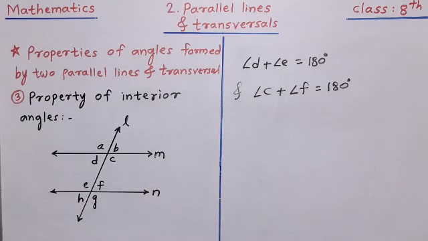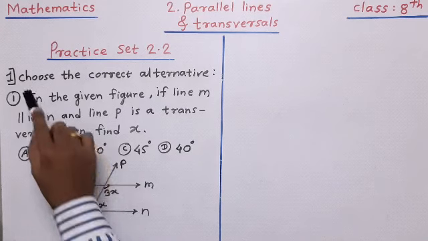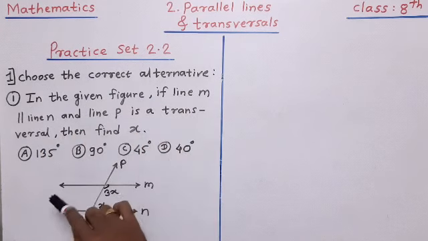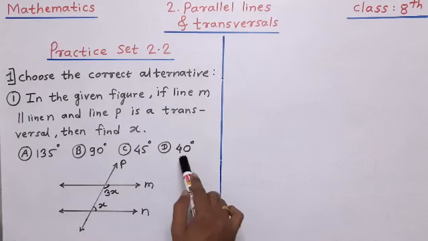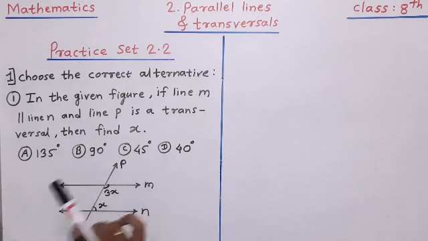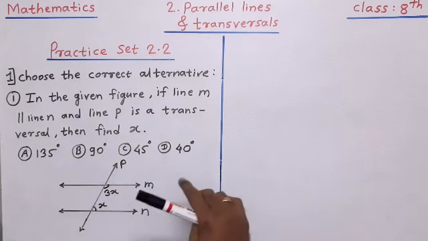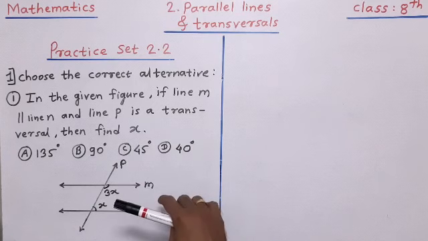Okay guys, now let us start practice set 2.2. See the first question. Choose the correct alternative. Here is a question and there are 4 options. Out of these 4 options, we have to properly select one answer. Not directly. We will do some rough work here and then we will find the answer.